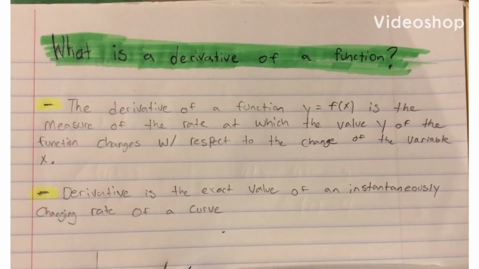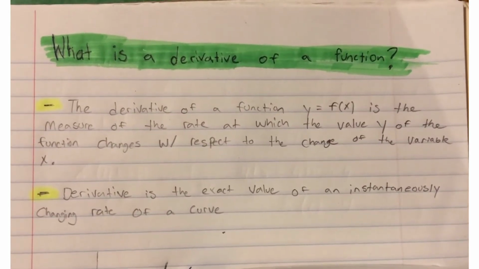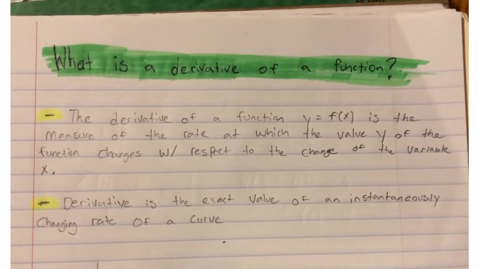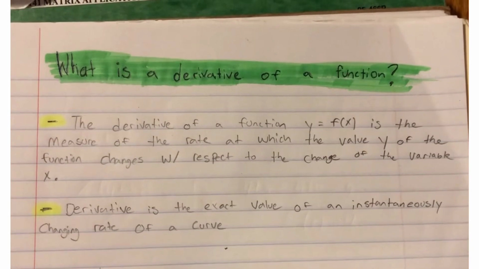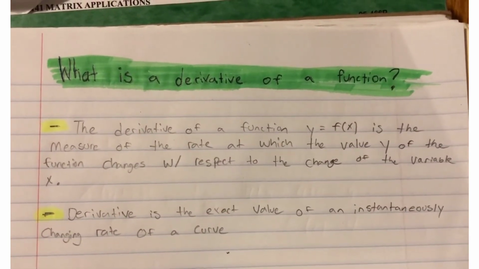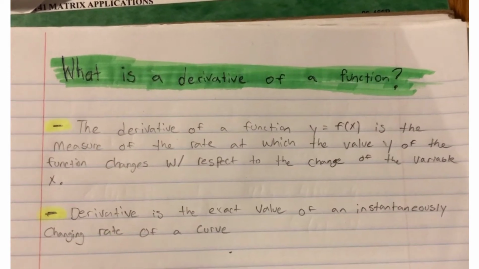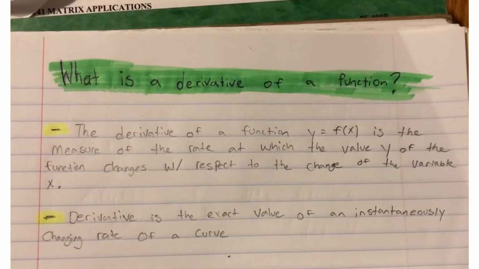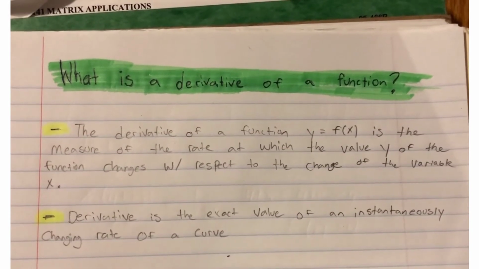In this video, I'm going to talk about what a derivative of a function is. The derivative of a function y equals f of x is the measure of the rate at which the value y of the function changes with respect to the change of the variable x. That means the derivative is the exact value of an instantaneously changing rate of a curve.